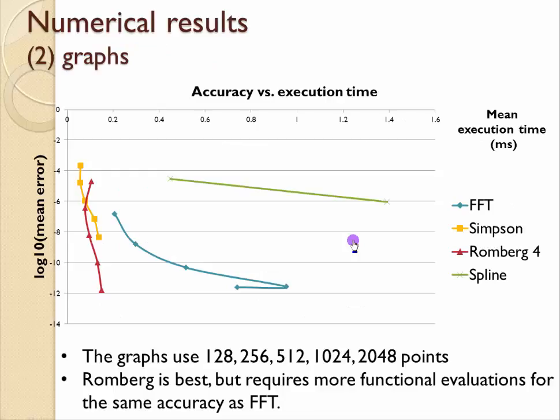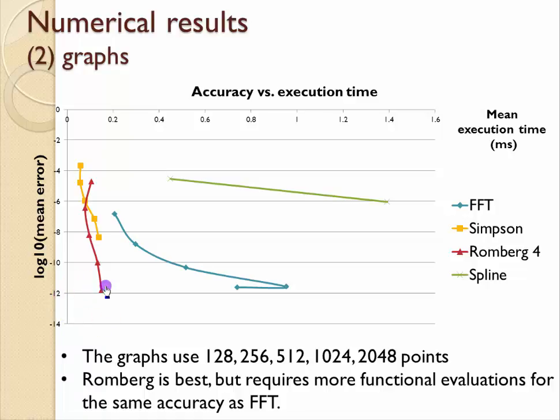And here's the results. Each one of these lines represents a different method. FFT is blue, Simpson, yellow, Romberg, red, the spline is green. You have execution time here, mean execution time in milliseconds, and you have log base 10 of the mean error this way. So down in this corner is good. You want small error and low execution time.